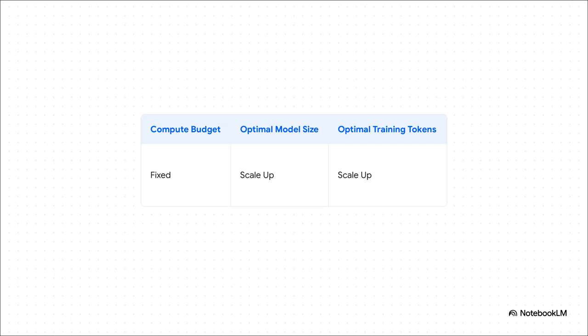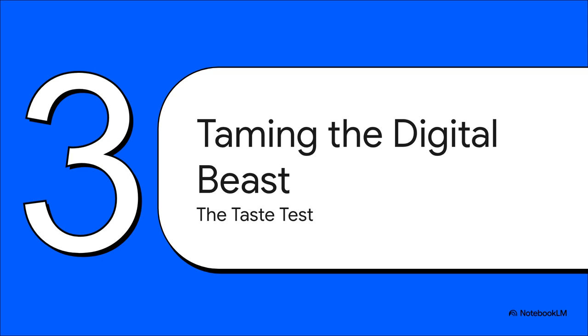It's all about that perfect balance. So, we've mixed our messy ingredients and we've baked them in our revolutionary oven. But what comes out is not a friendly chatbot. Oh no, it's a raw, incredibly powerful, but completely untamed digital beast. So the next step is the taste test, the process of aligning it with what we humans actually want.